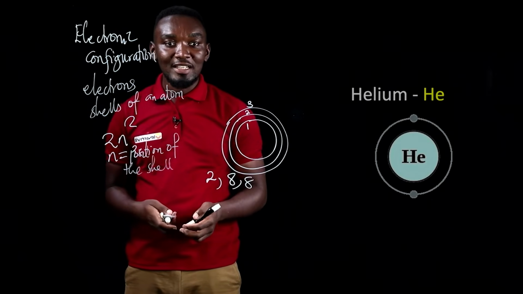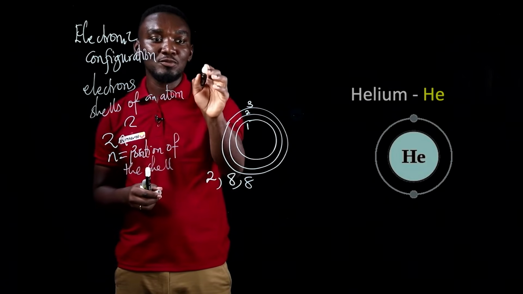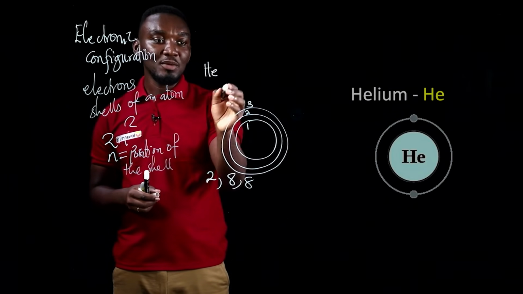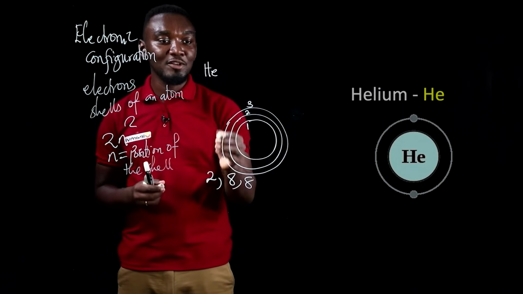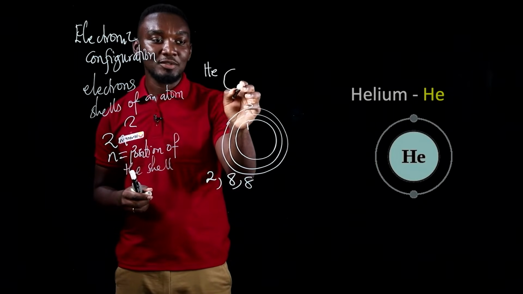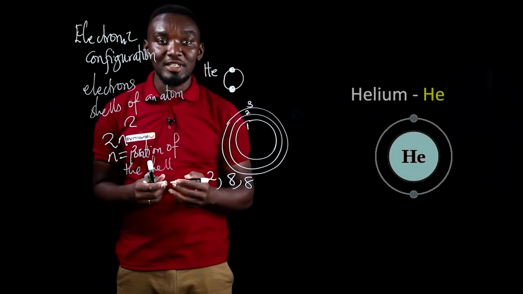Let's take an example like helium. We know helium is element number 2, right? So when you are drawing the electronic configuration of helium, you will only have 1 shell and there will be 2 electrons arranged on it.